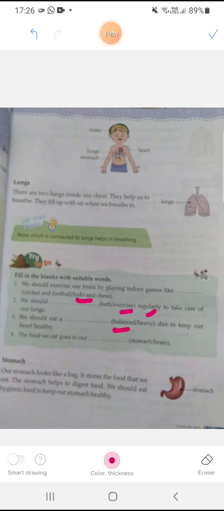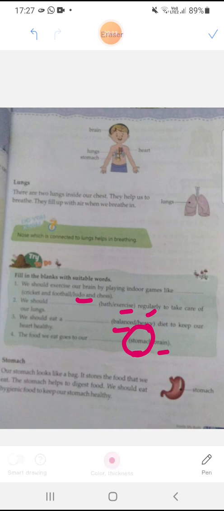Then the food we eat goes to our stomach, brain. So which one will be the answer, students? Food must go to our stomach. So the food we eat goes to our stomach.